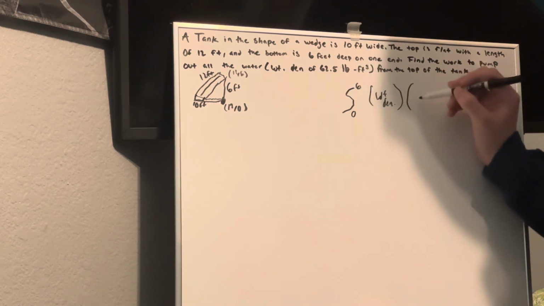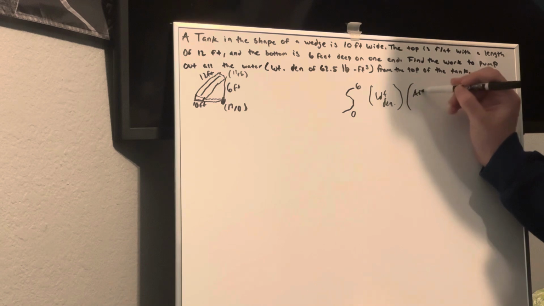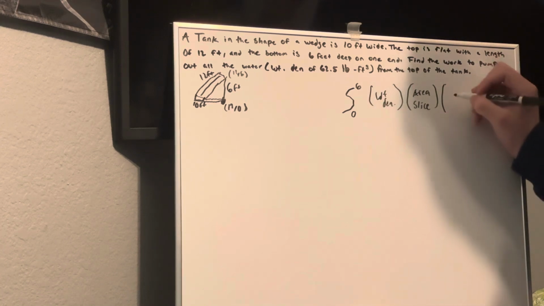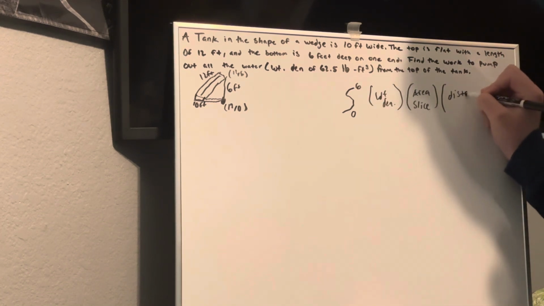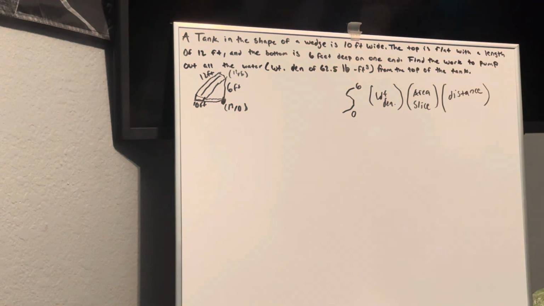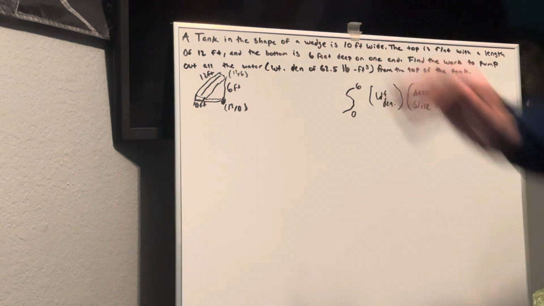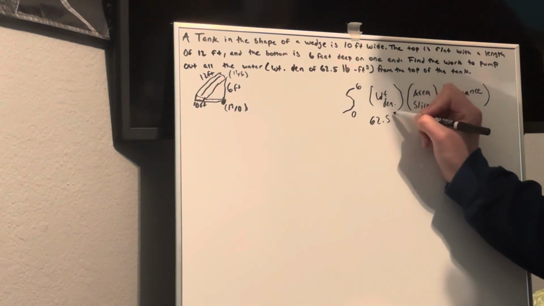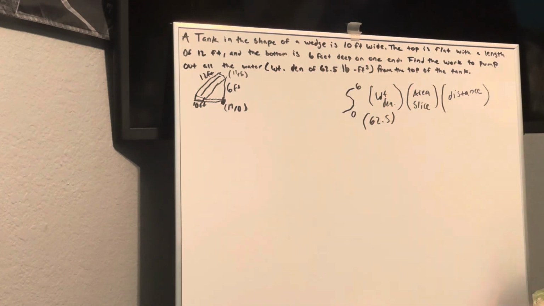Now, what we need to find is the weight density. We need to find the area slice. And we need to find the distance. All right. To find weight density, it is given to us. Weight density is going to be 62.5.